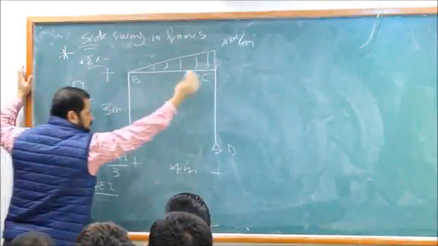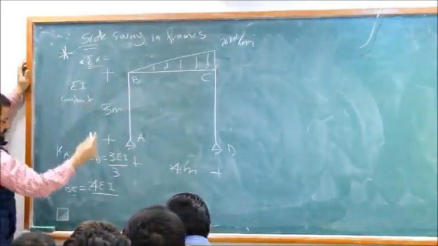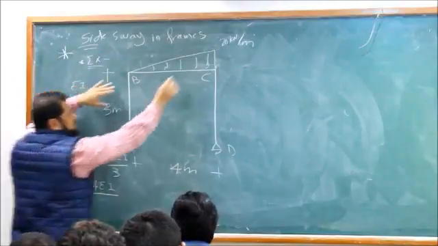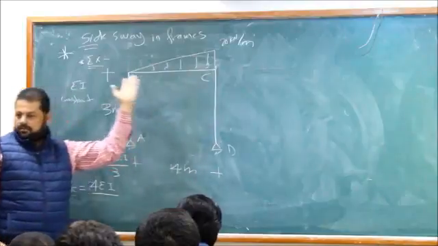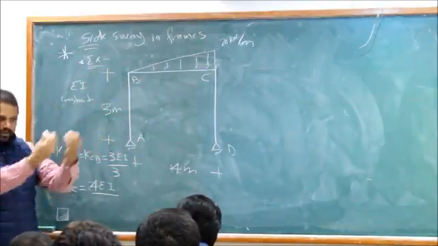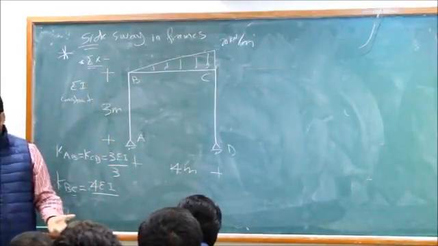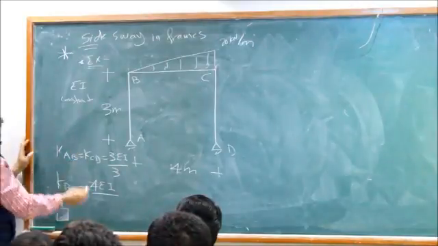Anyway, this is 4 EI over L. It's not symmetric, so you don't need to think. If it were symmetric and you used 4 EI over L, you would have to solve the full beam.